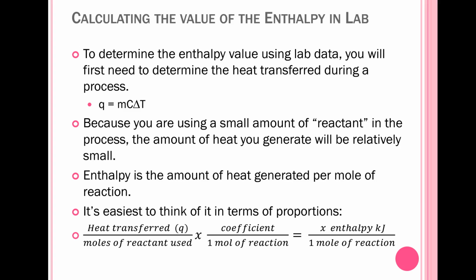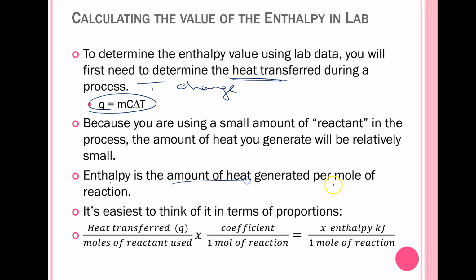Okay, so now I'm going to change the problem a little bit. You're going to have to calculate the enthalpy, and this is something you're actually going to do in the lab. So this is more appropriate to being prepared for the lab. When you're determining the enthalpy value using lab data, first thing you're going to do is determine the heat transferred, because there will be a temperature change. That means you're going to do this. Because you're using a small amount of whatever the reactant is, you're going to get a relatively small amount of heat. This is a lab. I can't give you a ton because I don't want you to generate tons of heat and melt stuff. Heat is a big deal when it comes to large amounts of chemicals.